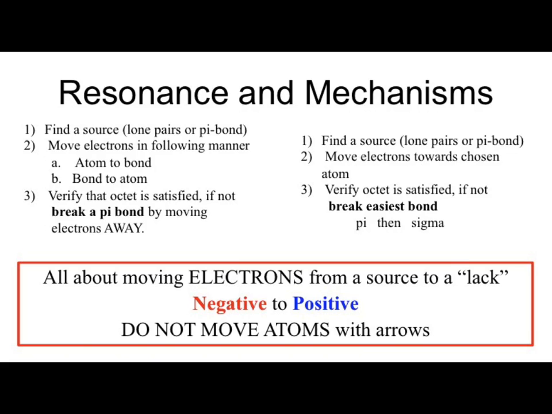We look at resonance, source of electrons. Okay, we're looking for lone pairs. So we could look for a series of lone pairs. What else? Or we could look for a pi bond. Okay, those are your two sources for electrons. Something that might stand out even more.